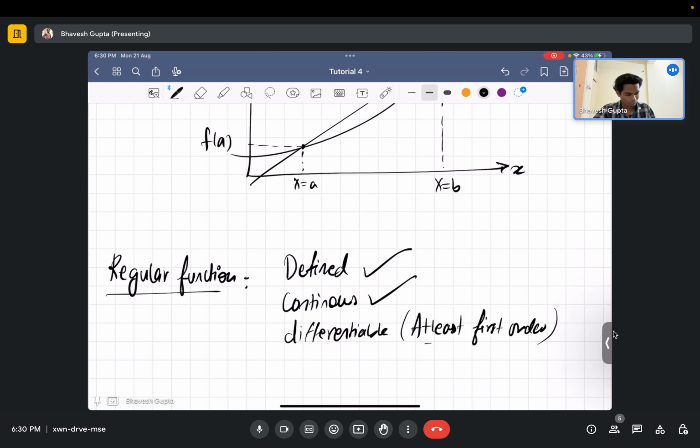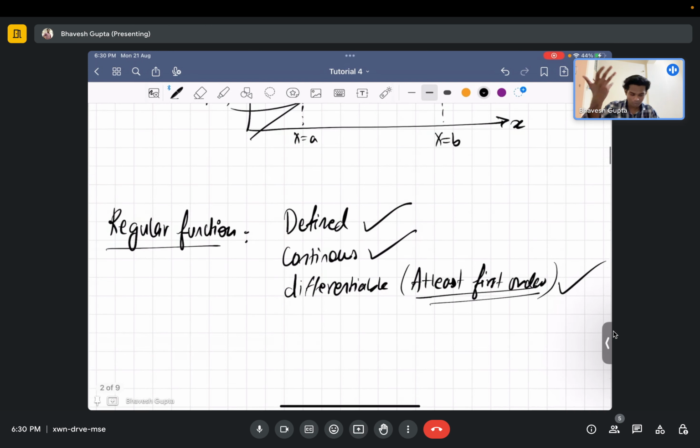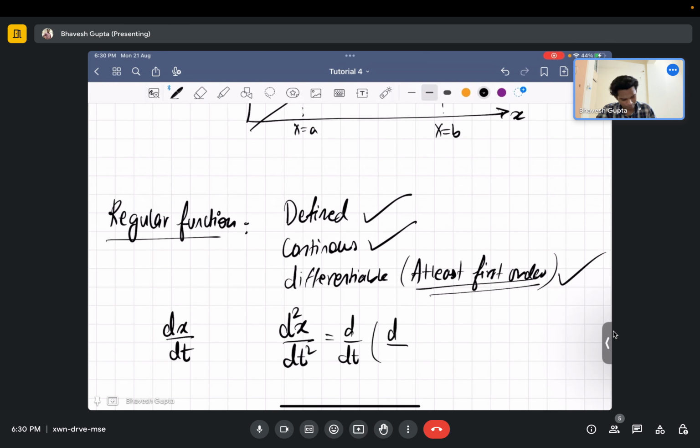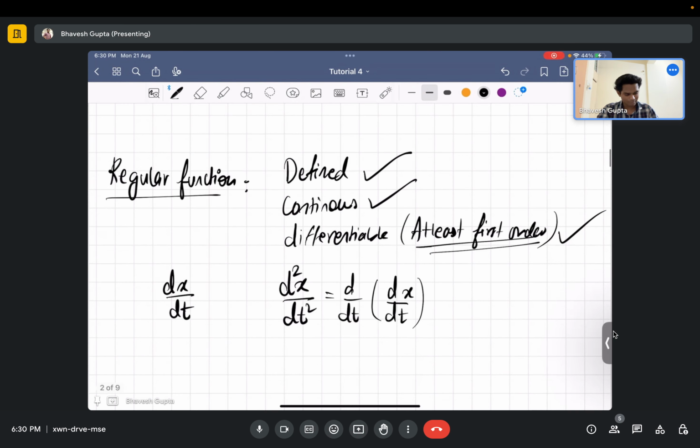I'll tell you what I mean by first order, second order, and all. The idea is that the first derivative exists. You also have something called a higher order derivative. For example, this is your first order derivative. You might also have this kind of a derivative, which basically tells you that you again take a derivative of a derivative. This is the derivative quantity which you calculate, and you just take another derivative.